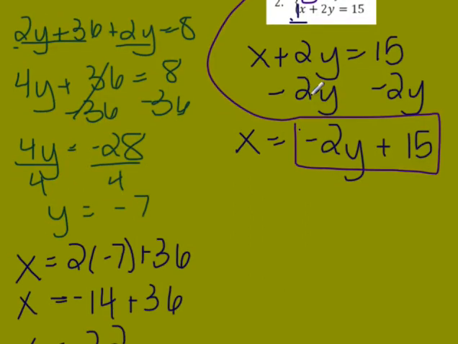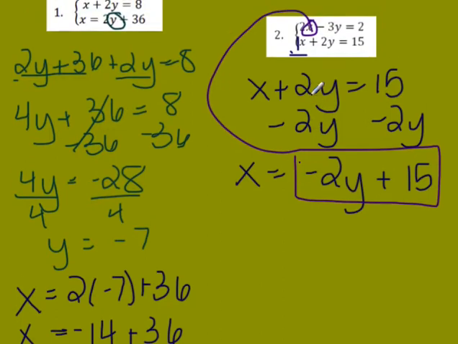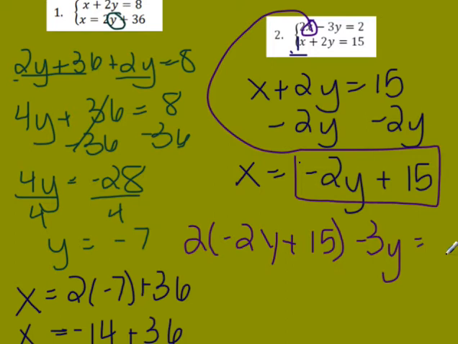So I'm just removing that x. Everything else is going to stay the same. So I'm going to end up multiplying that 2 that was on the outside of the x by everything. And then the rest of the equation is going to stay the same. So I'm going to have minus 3y is equal to 2. All of that stays the same.